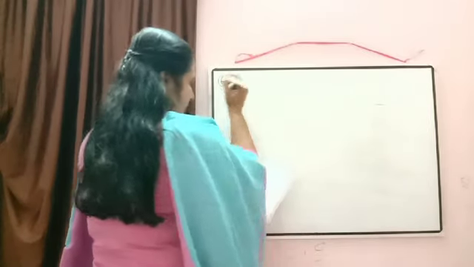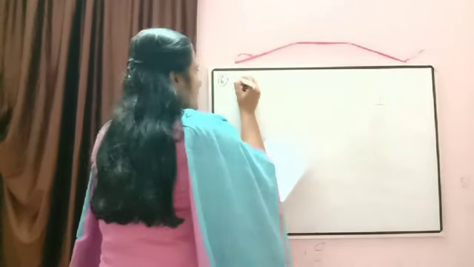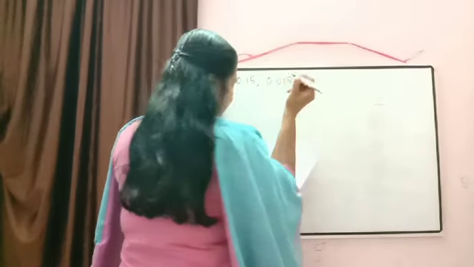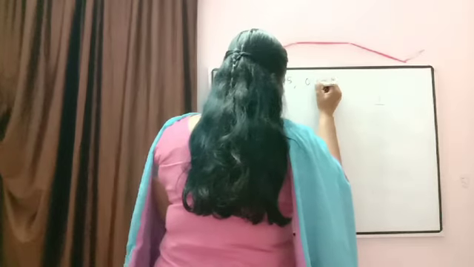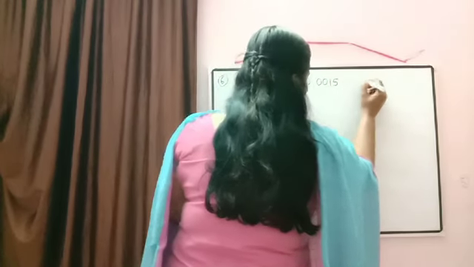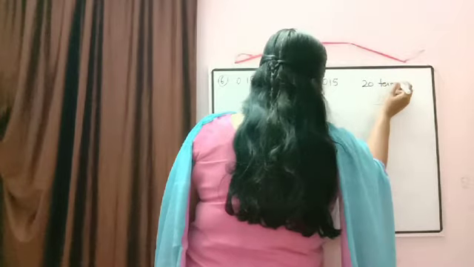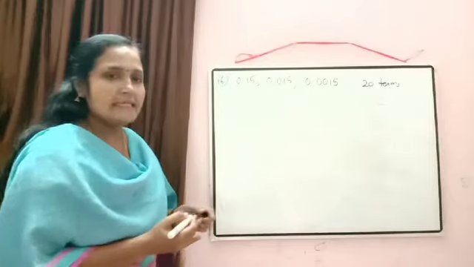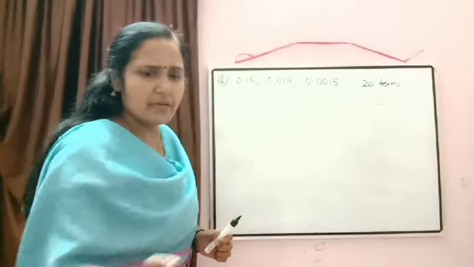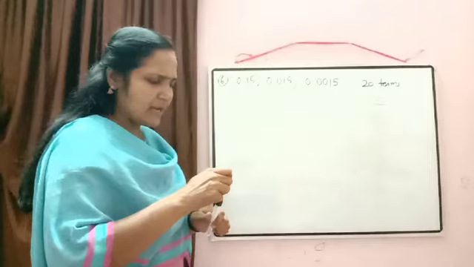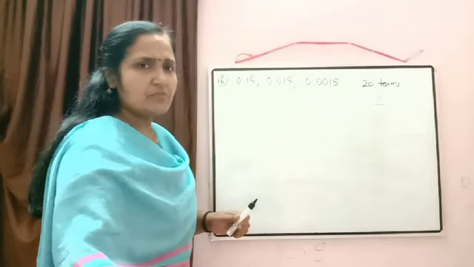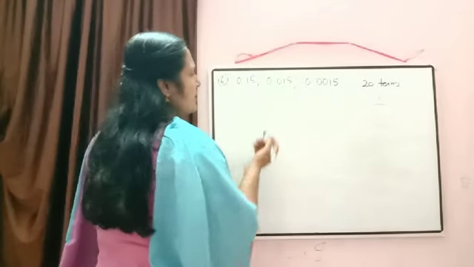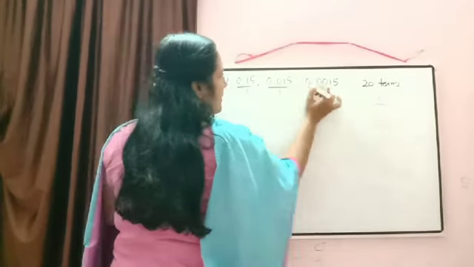Next question is written. Find the sum of 0.15, 0.015, 0.0015, etc. up to 20 terms. So we have to calculate the sum of 20 terms of the GP there. So I think when we do it in decimal, sometimes mistakes will come. So better what we can do, first we can convert them into fractions there. So how we will convert it into fraction? If nothing is there, we can write 1 in the denominator.